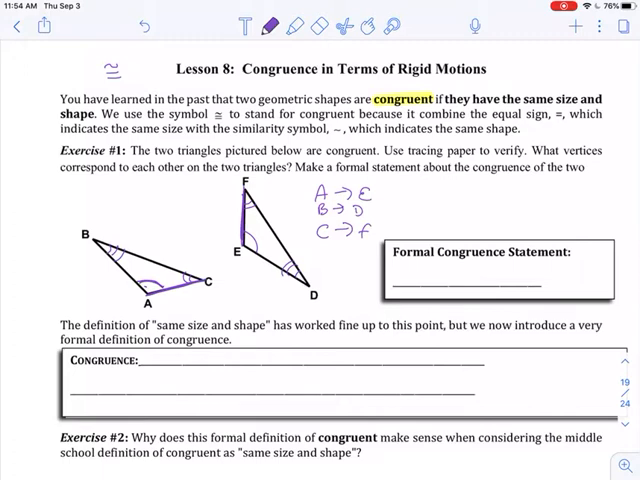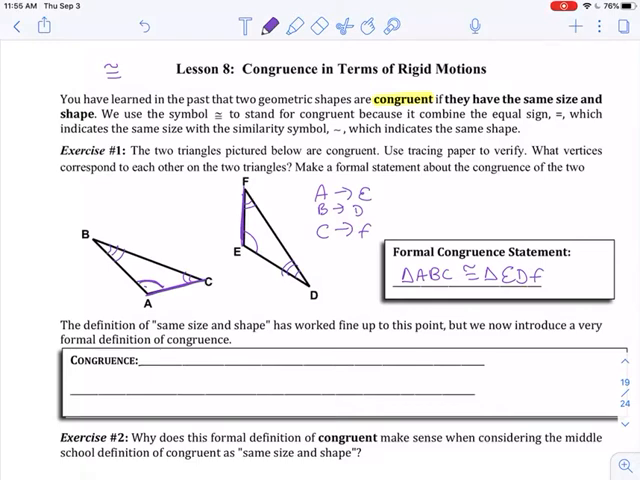So the formal congruence statement, I got triangle ABC is congruent. Now when we're doing this, if you were doing it on the regions and you didn't do it correctly, that would be okay. But if they give you a question, the order of the letters tells you what matches up with what. So I'm going to try and match those up right now. So triangle ABC would match up with triangle EDF.